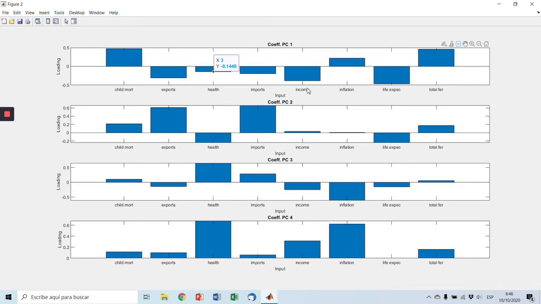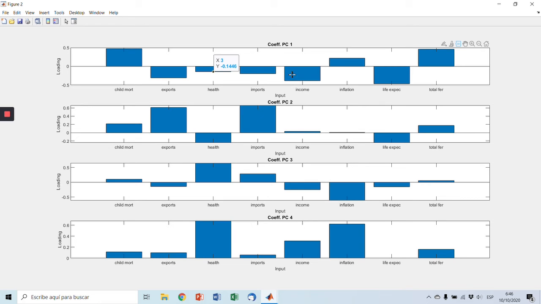So you can see that these are the poor countries, and if you want to project low in this principal component, then you need the opposite. So you need a child mortality that is below the average, so it is negative, and then high exports, high health, high imports, high income, low inflation, high life expectancy, and low total fertility. So now we can separate.